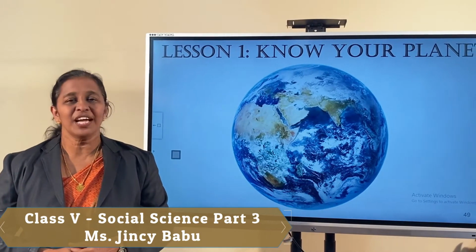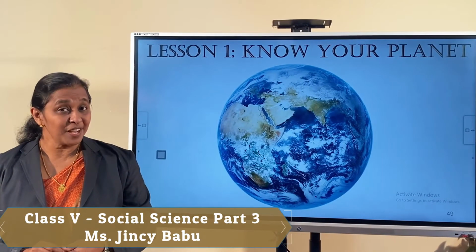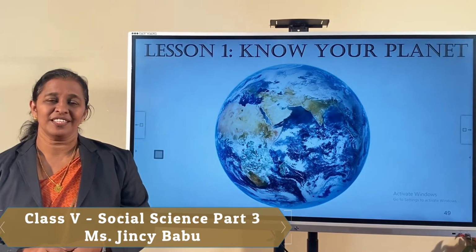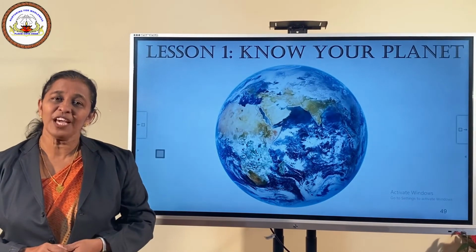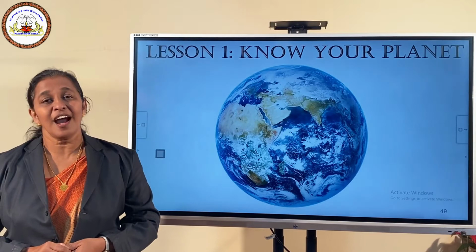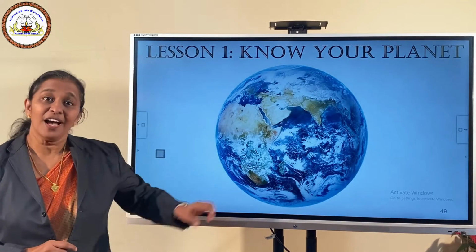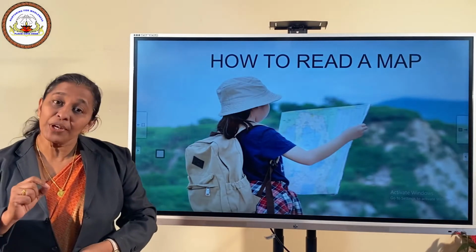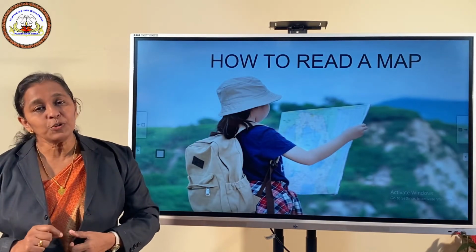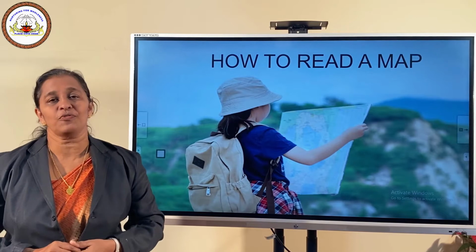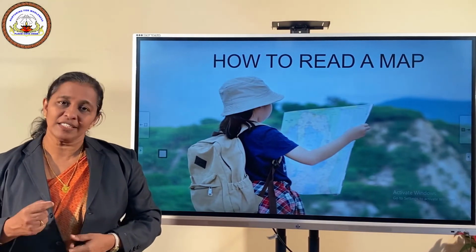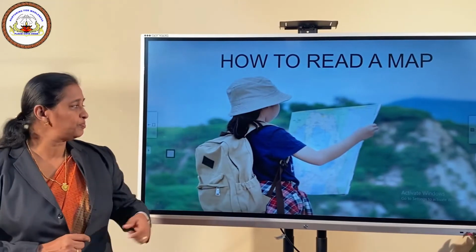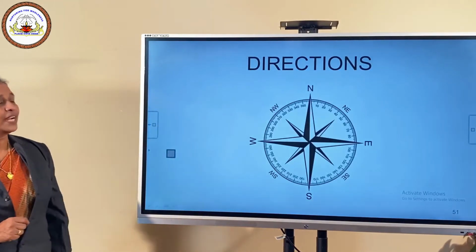Last class, we had discussed maps and types of maps. Today, we are going to discuss how to read a map. To read a map, we need to know some basic features of the map. We can take them one by one. First one, direction.